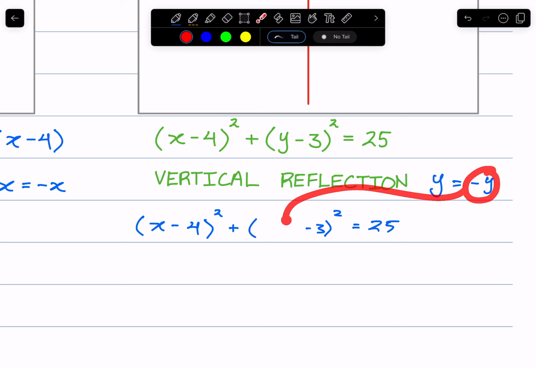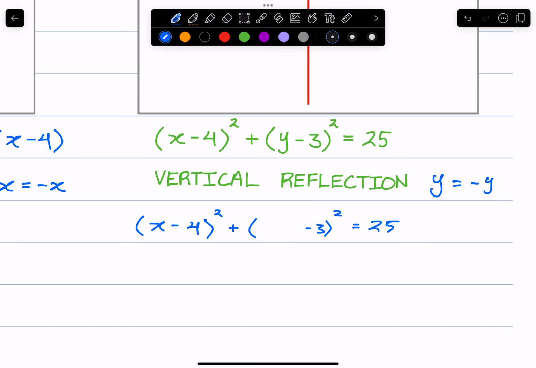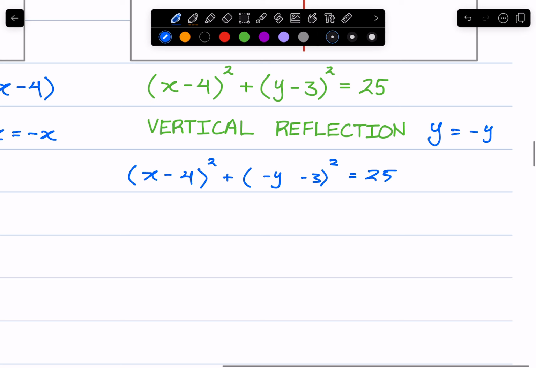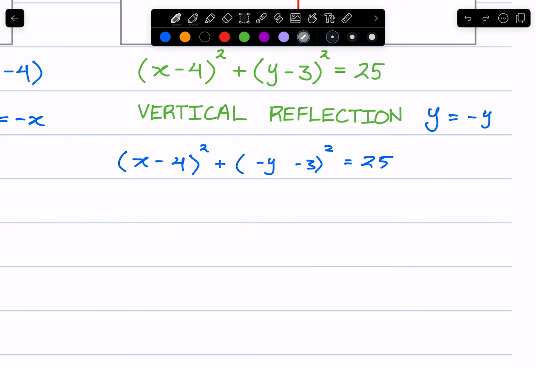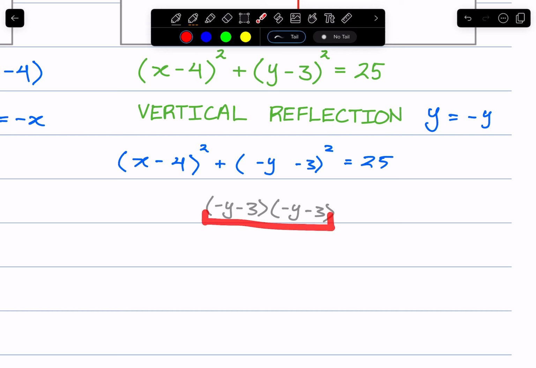So now we're going to substitute negative y here. And we're going to simplify this expression. Now in gray, I'm going to show you what's happening here. So you don't have to always write out these steps, but I'm showing you what can happen. So negative y times negative y. So since this expression is squared, there are two groups. So there are two values of that group.